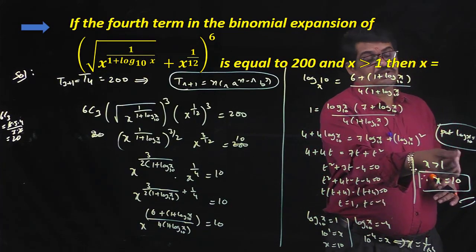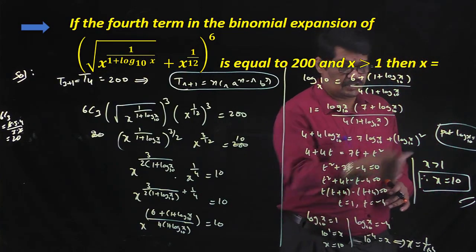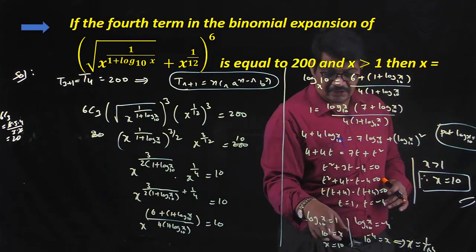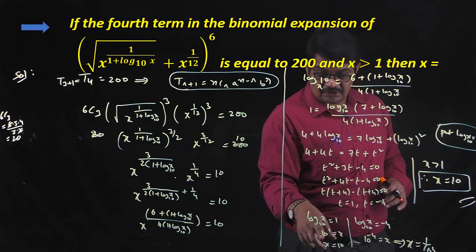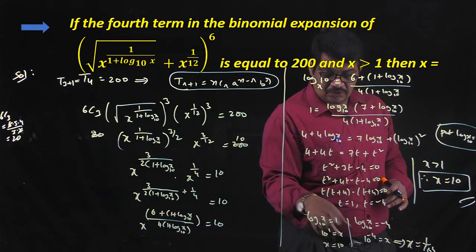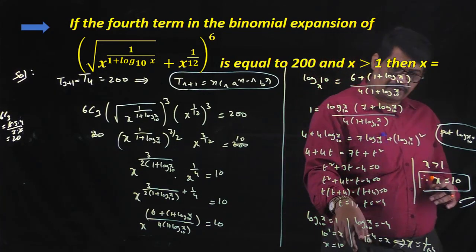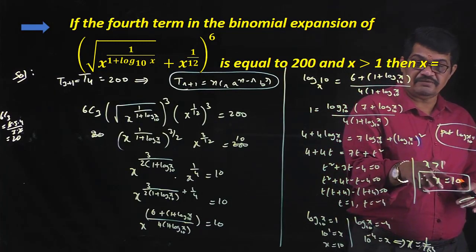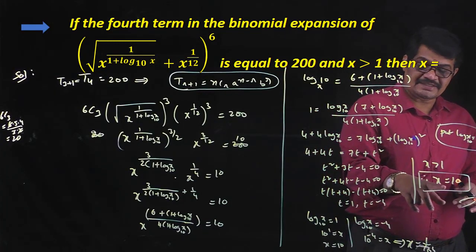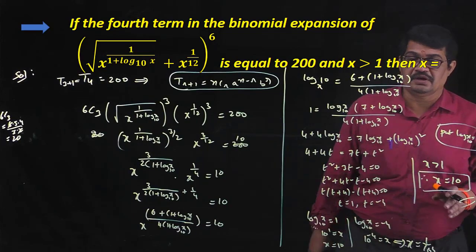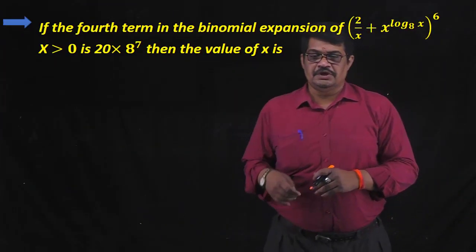And substitute in this, log x to the base 10 is t. Then t is here 1. Then applying the logarithm definition, 10 power 1 is equal to x. Therefore x is equal to 10, and another value is x is equal to 10 power minus 4. But x is greater than 1. So we take the value of x as 10. This is the answer. Okay, see the next problem.